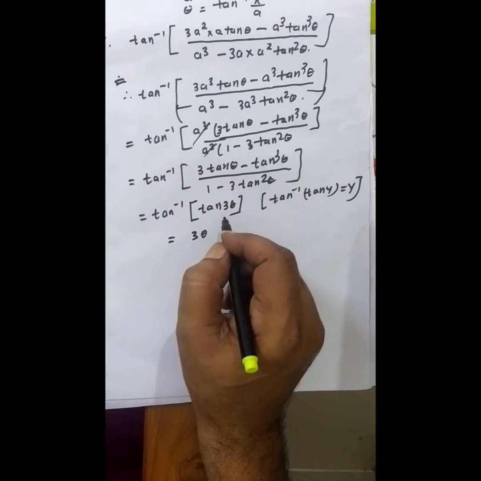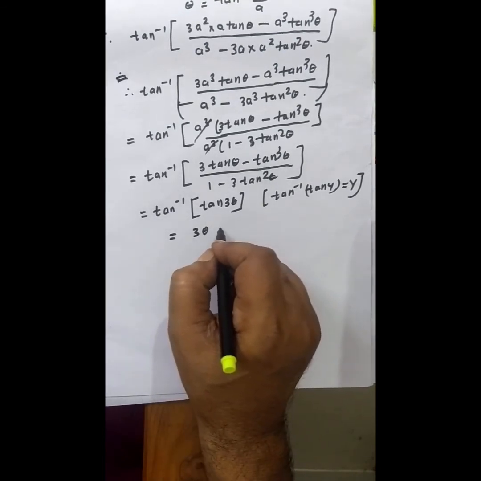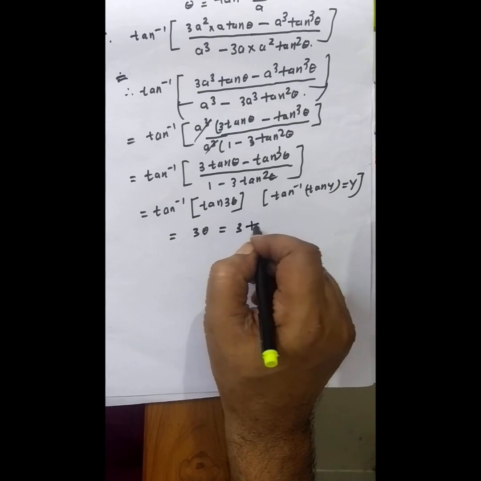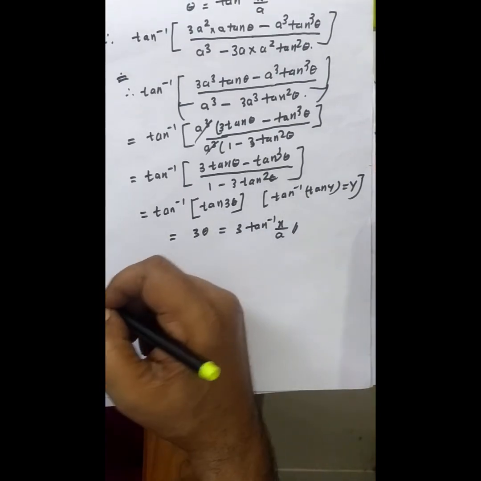So what is theta? Theta is tan inverse of x by a. This will be 3 times tan inverse of x by a, which is the simplest form.